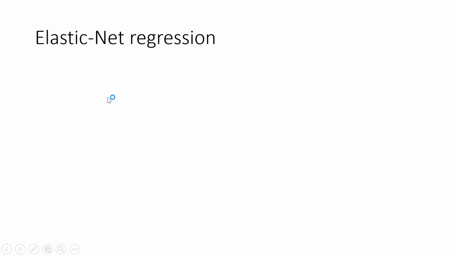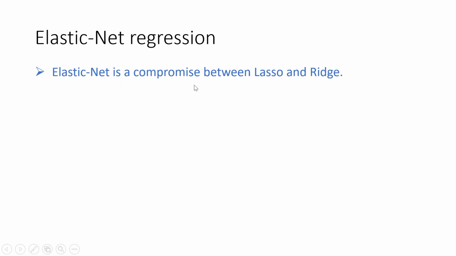Then using both L1 and L2, a different algorithm is there called elastic net regression. So elastic net is a compromise between lasso and ridge. By putting in a mix, I don't want to remove all features. Some I want to shrink, some I want to remove.